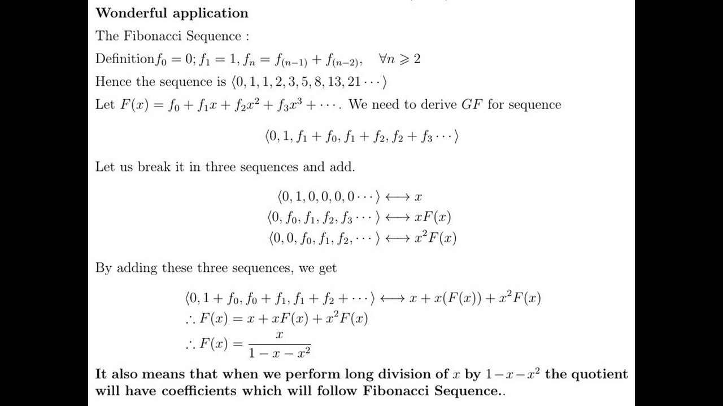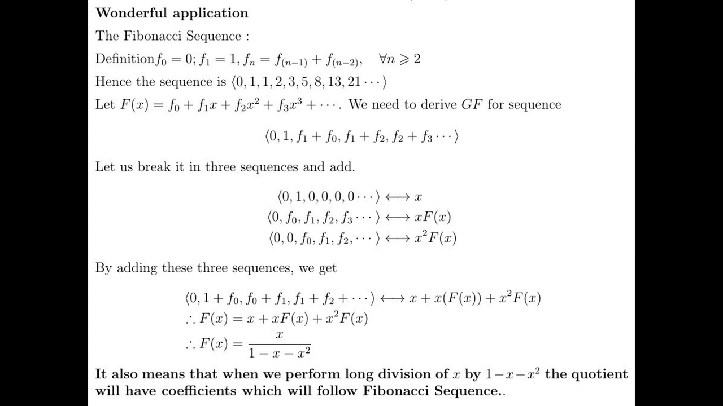What is Fibonacci sequence? By definition, first term is 0, which we call the 0th term. Then second term F1 is 1. The next term is the summation of two previous terms. So Fn is given by Fn minus 1 plus Fn minus 2 for every n greater than or equal to 2. So the sequence becomes 0, 1, 1, 2, 3, 5, 8, 13, 21 and so on.